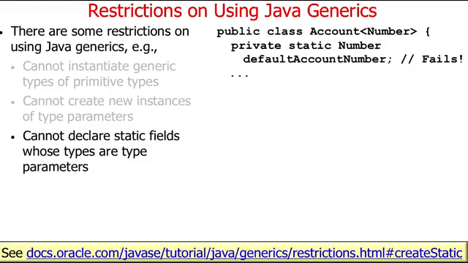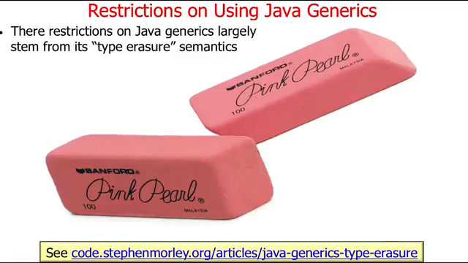In addition, it's not possible to declare static fields whose types are type parameters, since static fields are shared by all non-static objects in a class. For example, we can't define a static default account number field in the account class. These and other restrictions of Java generics are largely due to its type erasure semantics, where the Java compiler avoids creating new classes for parameterized types to ensure generics incur no runtime overhead in the Java virtual machine.